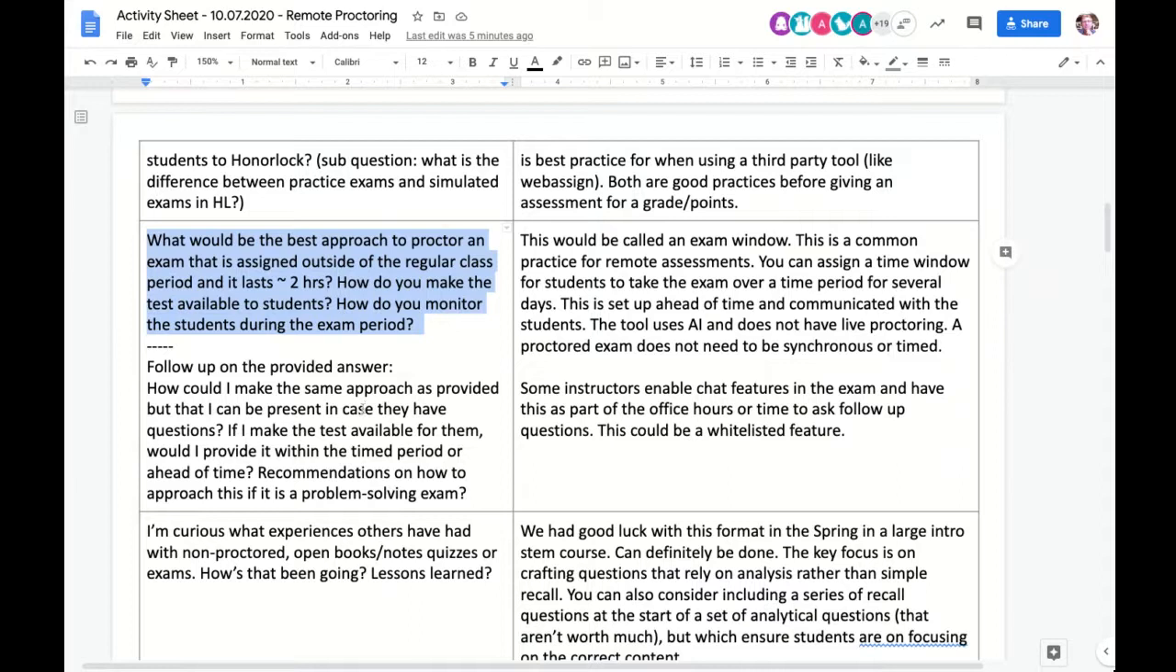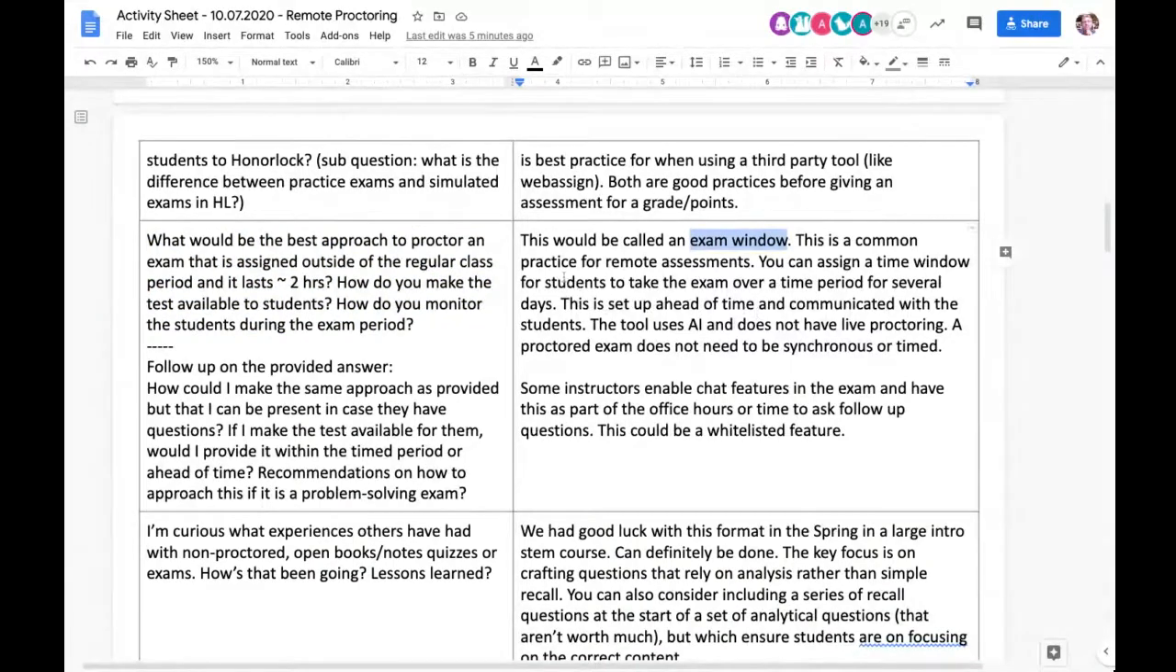All right, what would be the best approach to proctor an exam that is assigned outside of the regular class period and that lasts about 2 hours? How do you make the tests available to students, and how do you monitor the students during the exam period? Oh, I'm so glad you're here, Mallory. Thank you for coming.